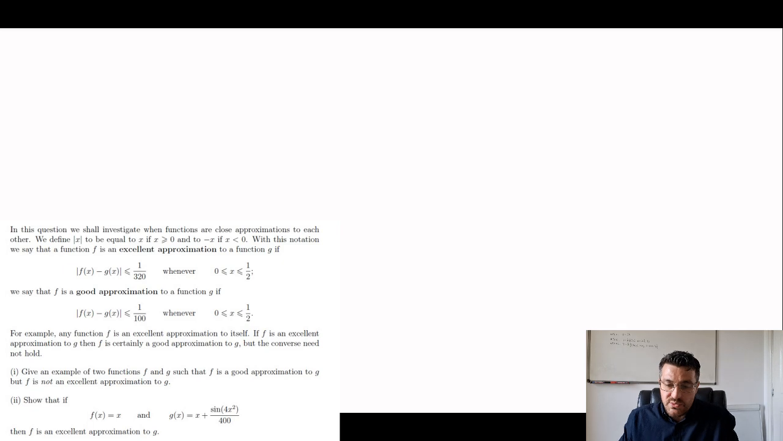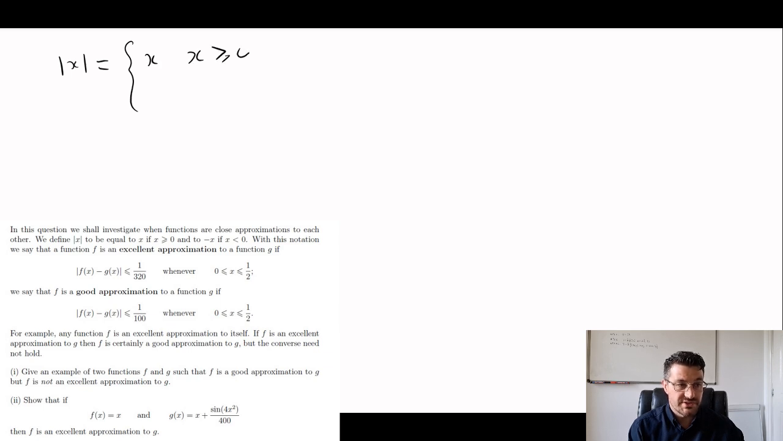So in this question, we shall investigate when functions are close approximations to each other. We define the modulus of x to be equal to x. Let me write this down. So the modulus of x is equal to x when x is greater than or equal to zero. So this is just the bog standard definition of the modulus function.